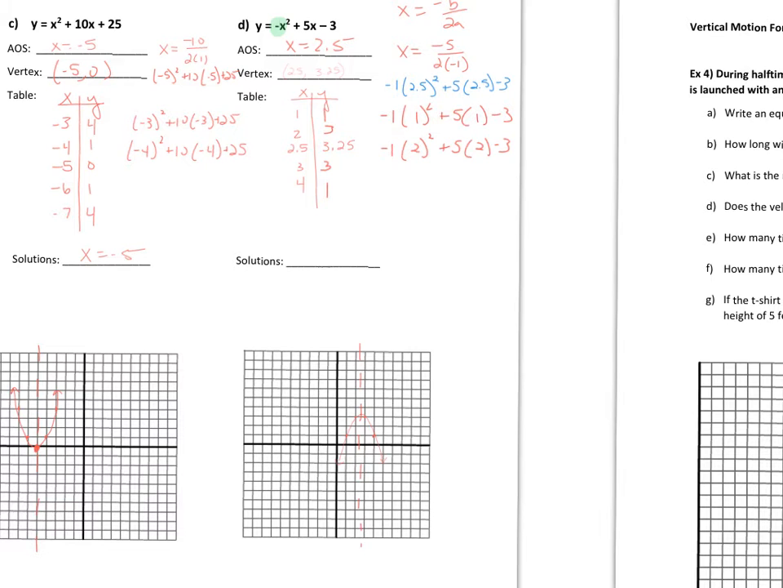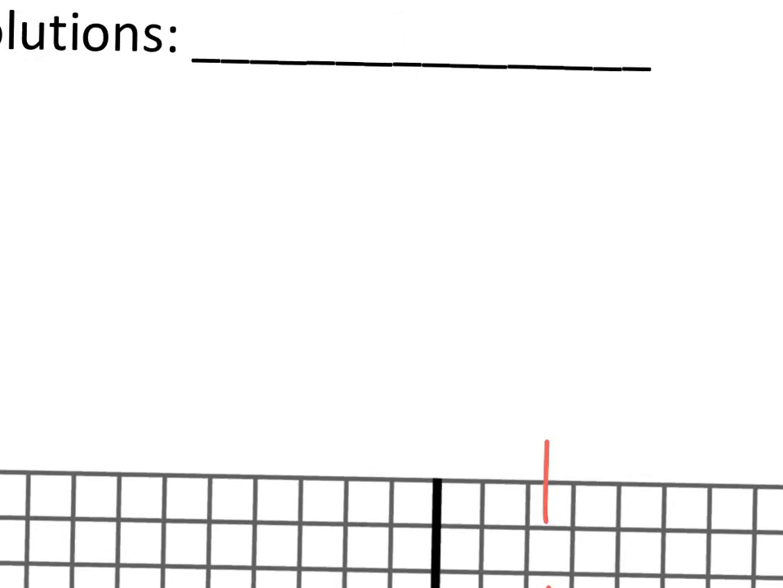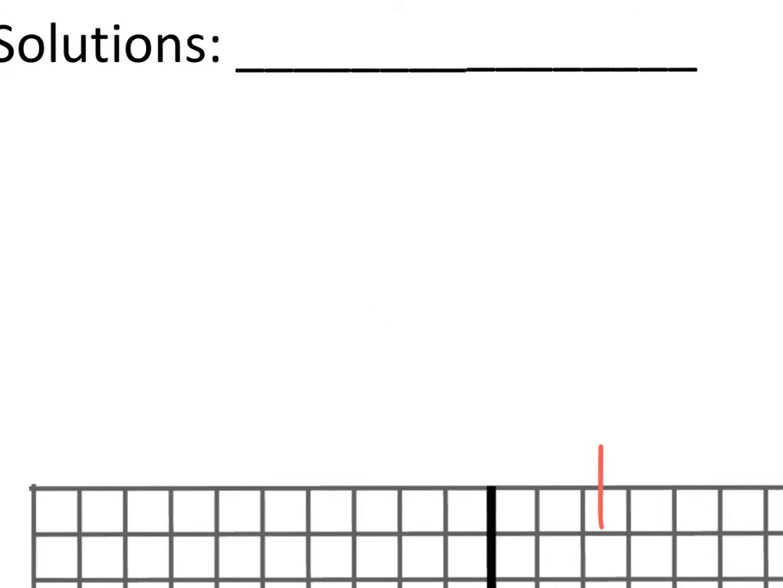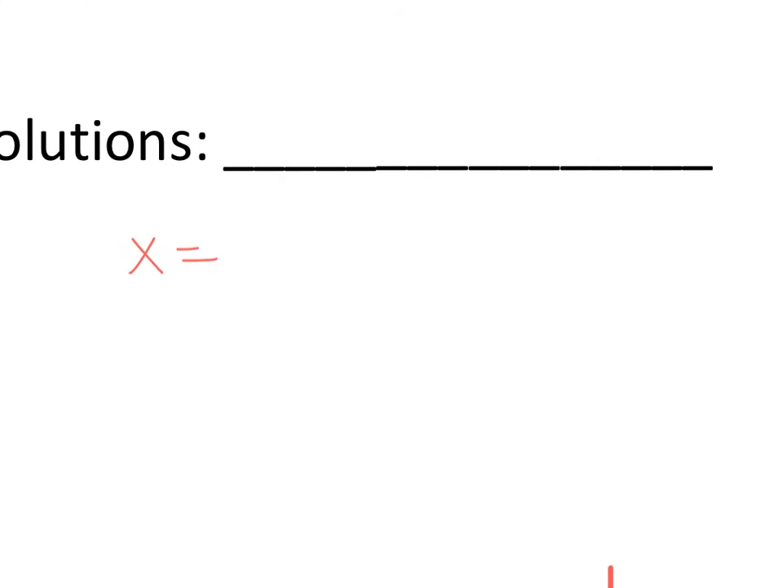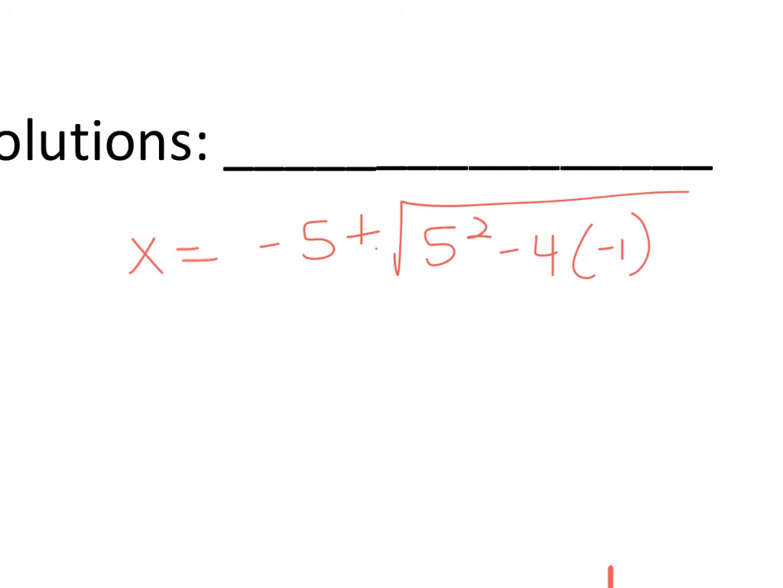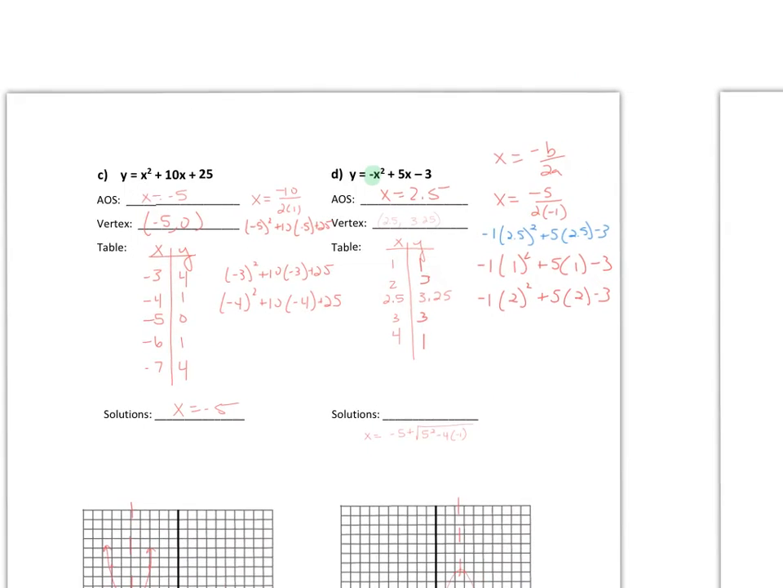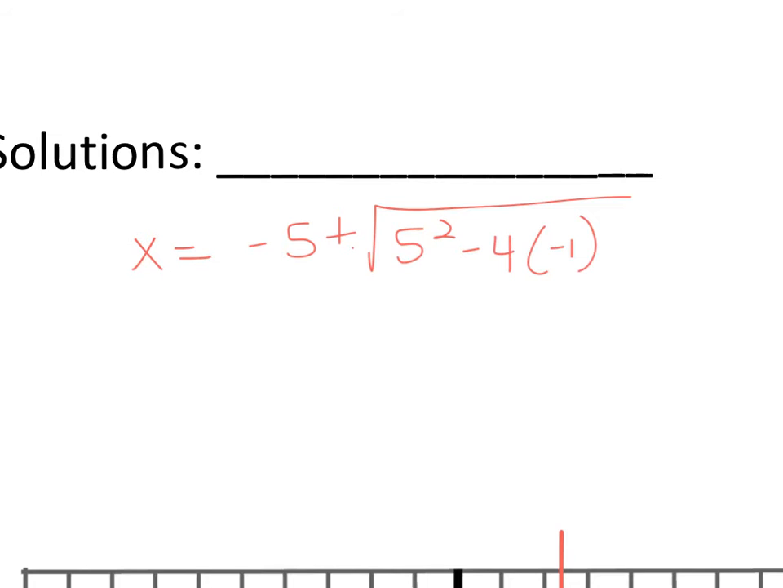So for the solutions, when I can't tell exactly what they are, you are going to have to use the quadratic formula. The opposite of b, so -5 plus or minus the square root of 5 squared minus 4 times your a value, which was -1, and your c value, which is -3, all divided by 2 times your a value, which is -1. I'm typing inside my parentheses first.